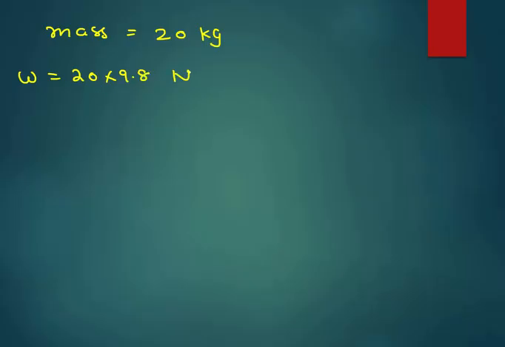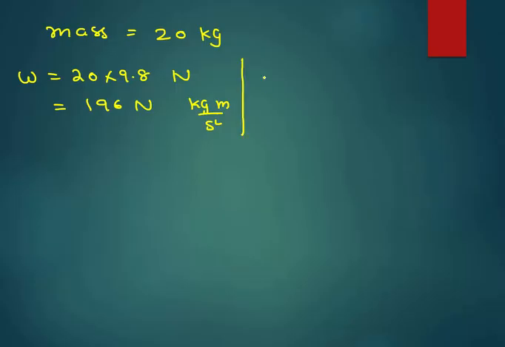Let us get some more clarity on mass and weight. Let us say the mass of an object is 20 kilogram. So its weight will be equal to 20 multiplied by 9.8 Newton. So this will give me 196 Newton. Newton is basically kg meter per second square. So mass is 20 kilogram, weight will be 20 into 9.8, 196 Newton.